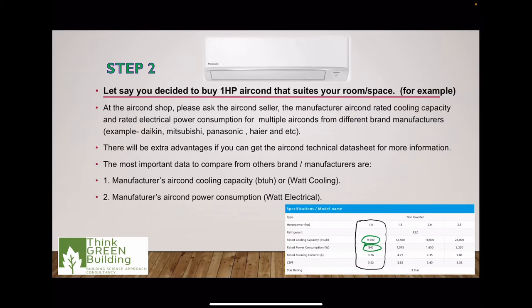For multiple aircon, let's say you go to the aircon retail shop and the seller recommends you to buy this type of air condition, within three brands. For example Daikin, Mitsubishi, Panasonic, Haier, etc. Then when you want to choose, please take the manufacturer's aircon rated cooling capacity and rated electrical power consumption. Ask the seller for this data. It is also an extra advantage if you can get the aircon technical data sheet from them.